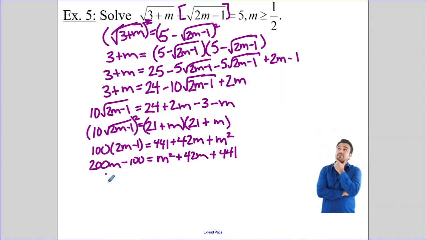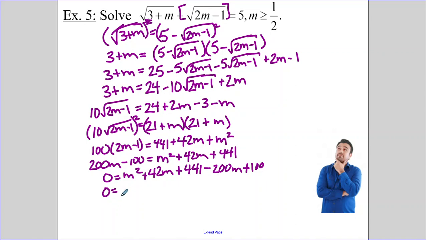Now, same thing as before, I'm going to make this 0 on this side. So m squared plus 42m plus 441 minus 200m plus 100. So all I'm doing is I'm taking the 200m, subtracting it on both sides, and I'm taking the 100 and moving it over to the side by adding 100 to both sides.